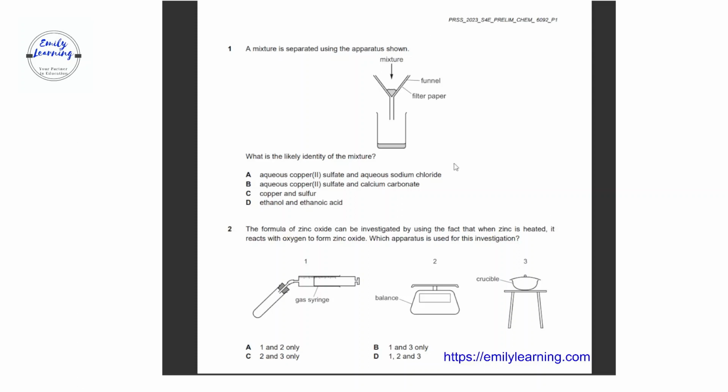Before we go on, let's take a look at why C and D are wrong. Copper and sulfur are both solid, so there will be no separation. All of them will remain as the residue on the filter paper. Ethanol and ethanoic acid both are liquid, so they will both pass through the filter paper and be found in the filtrate. There will be no separation.